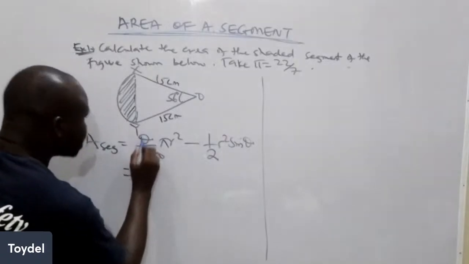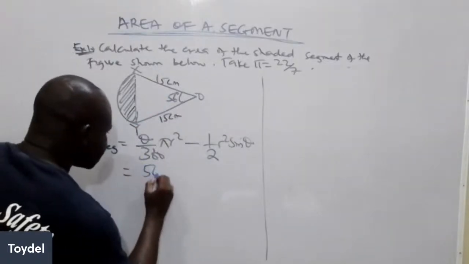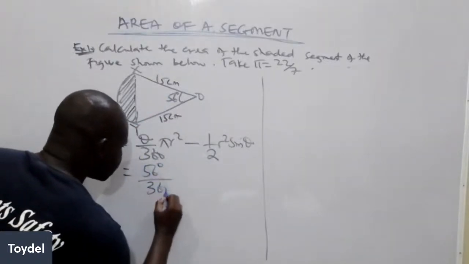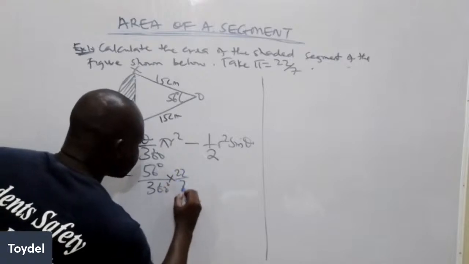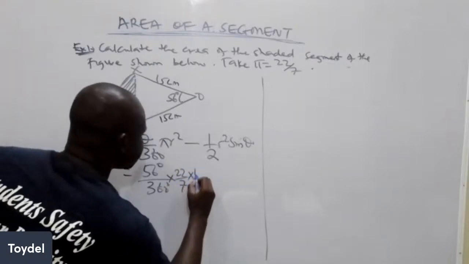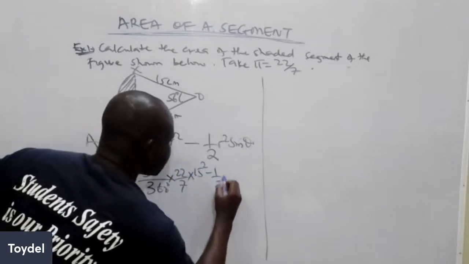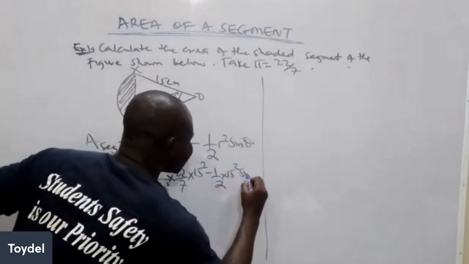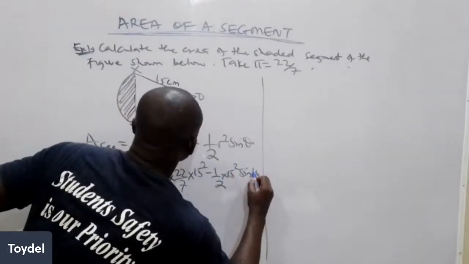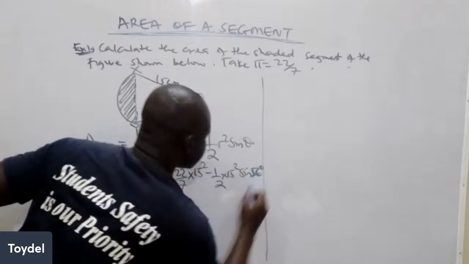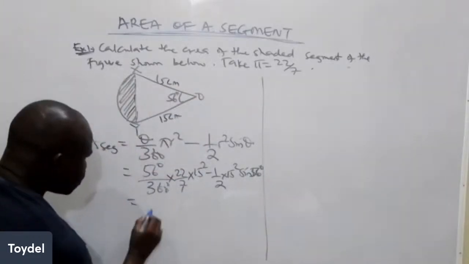So we now substitute what we are given. Here is 56 degrees, the theta, over 360, multiplied by 22 over 7, multiplied by the radius, 15 squared, minus half, multiplied by 15 squared, sine 56 degrees.